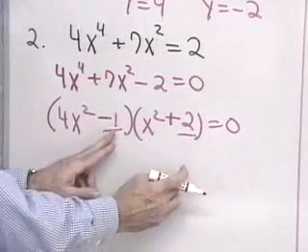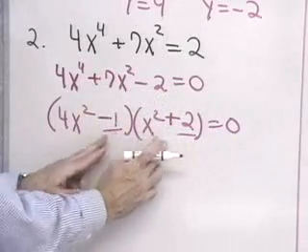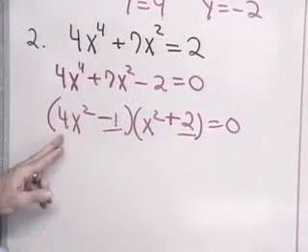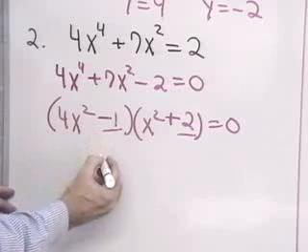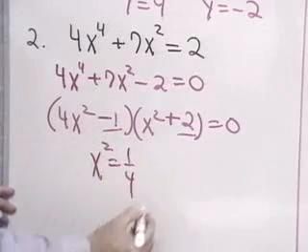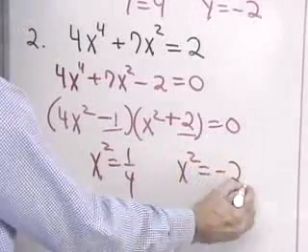So I'll make the 8 positive and the 1x squared negative. Now let's see if that works. Negative 1 times positive 2 is negative 2. Inside is negative x squared. Outside is 8x squared. That gives me a positive 7x squared. And the first term is 4x to the fourth. So setting this equal to 0, I have x squared is equal to 1/4. Setting this equal to 0, I have x squared is equal to negative 2.